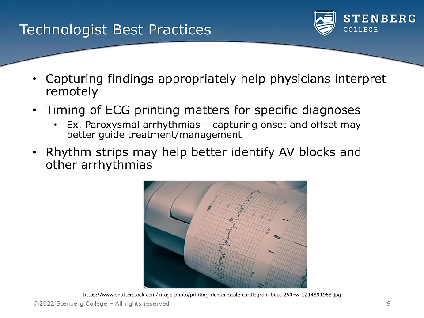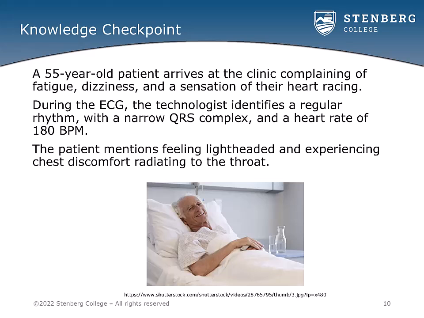Also, paroxysmal arrhythmias may not be evident on standard tracings but could be captured during episodes of palpitations or bouts of dizziness. Ensuring rhythm strips are recorded during key moments is very helpful. The timing of ECG printing is another critical aspect. Capturing transitions like onset and offset of arrhythmias provides valuable diagnostic information about the mechanism of the arrhythmia and how to best guide treatment. Let's look at the following scenario.